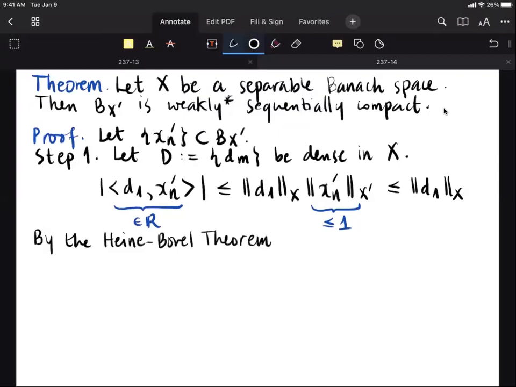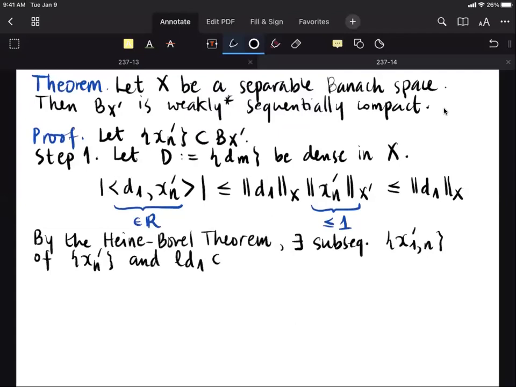Stating that a bounded sequence in R has a convergent subsequence. And let us call that x1n of your original sequence, and a limit. Let's call this L_{d1}, the limit, such that when applied to the subsequence, we have convergence with respect to this limit L_{d1}. Okay. So here we emphasize d1 because a different element of the dense subset may produce a different limit.